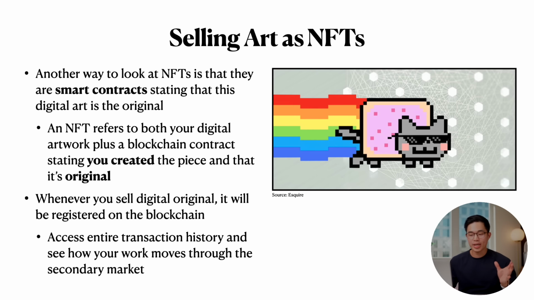So another way to look at an NFT is that it's a smart contract that states that this digital art is the original. In other words, an NFT refers to both the digital artwork and the blockchain contract stating that you create the piece and that it's original.